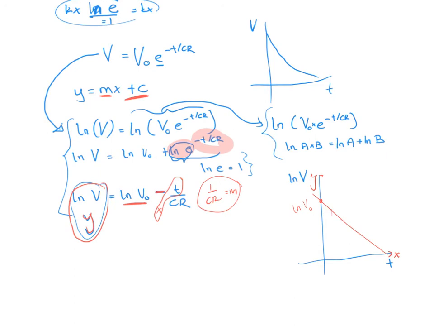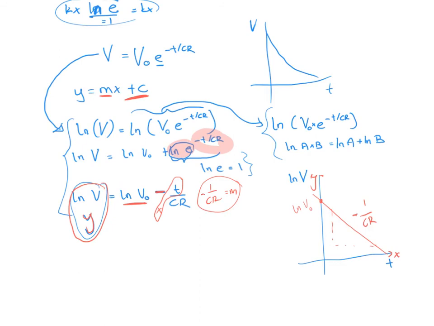Your gradient, so your change in y divided by your change in x, will give you 1 over CR, and obviously ln v and t are your axes. So this is exactly what you do need to know, and you should be able to get values from it. Sorry, the gradient is minus 1 over CR. And the y-intercept is ln v naught. So the very, very important parts of an equation of a straight line.